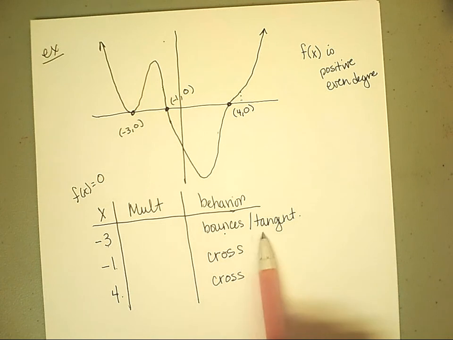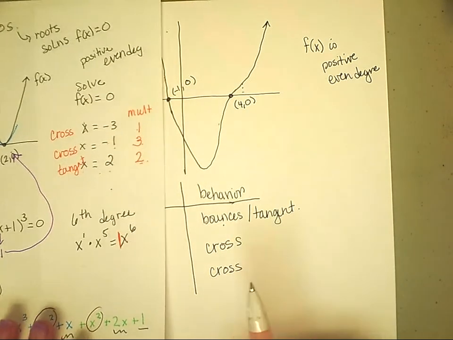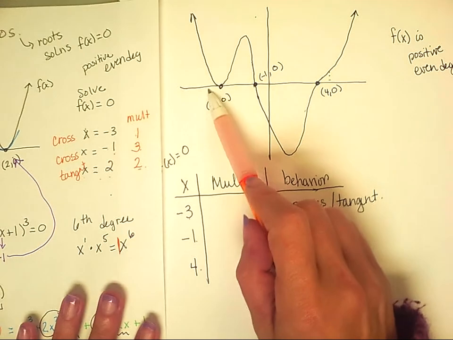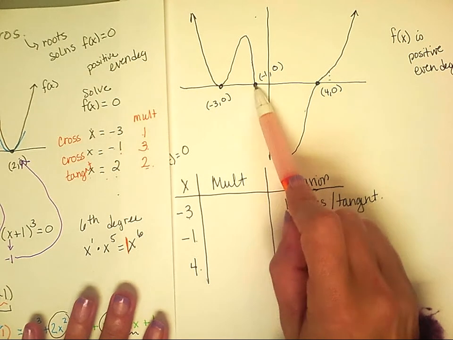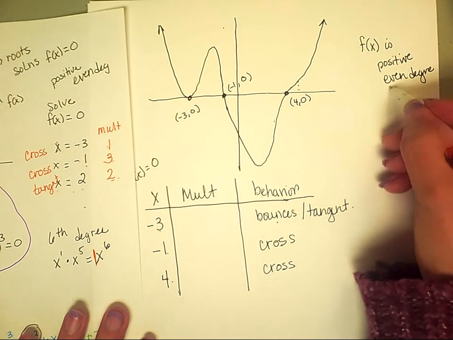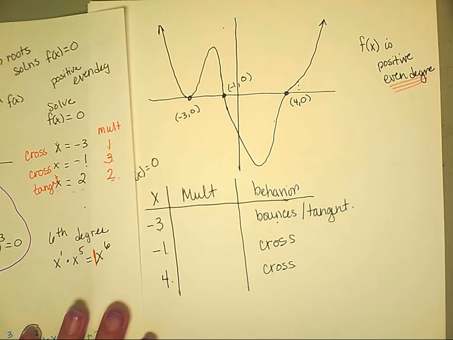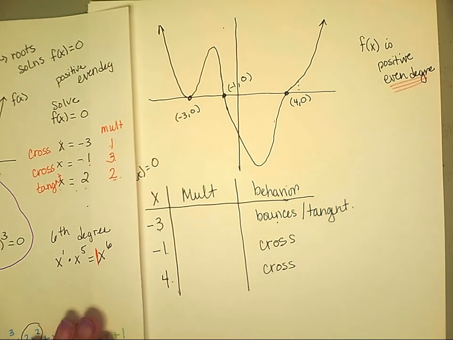Now in this one, we have behavior about being tangent and crossing. But there's no way I'm going to actually be able to tell you what the multiplicities of these zeros are, because I don't know what degree we're talking about here. Are we talking about an 8th degree, a 10th degree, a 12th degree? I don't know.